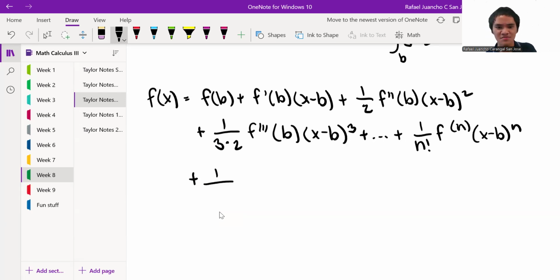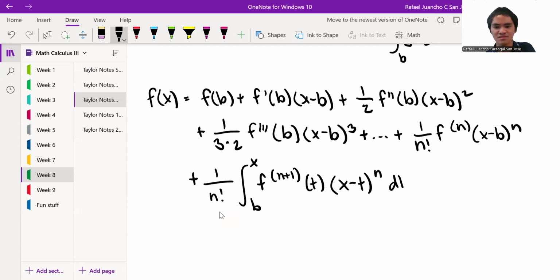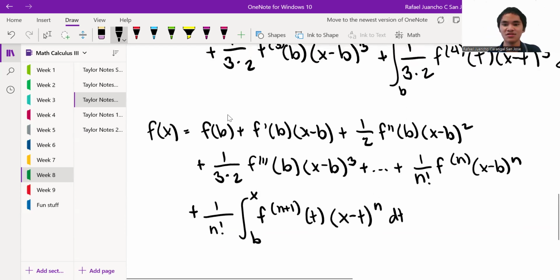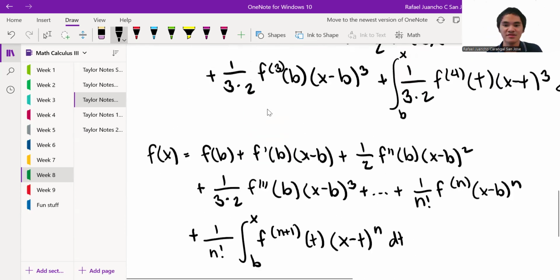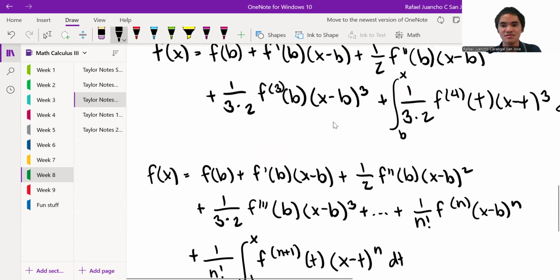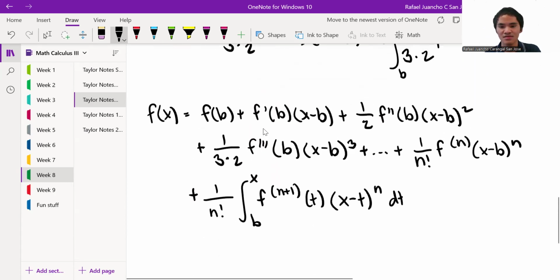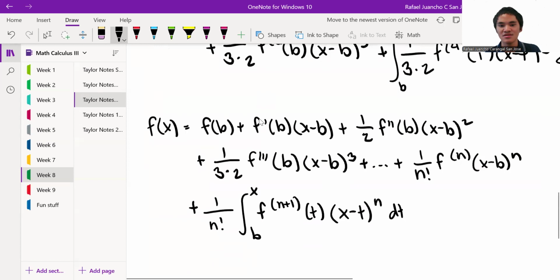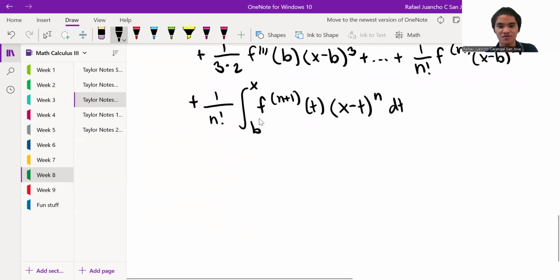So towards my end, it's going to be still n factorial, and then we integrate this, f to the n plus 1 t, x minus t to the power of n dt, right? So it's just this integrating, but we can see the pattern, right? Yeah, so that was a more general idea of what we just did.